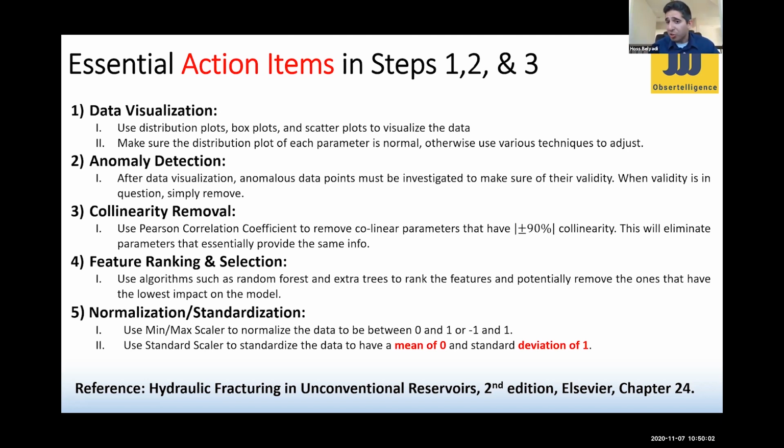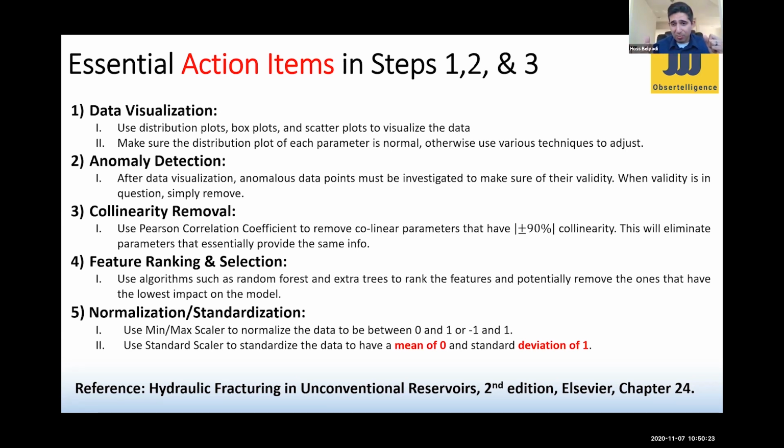Some algorithms, such as decision tree algorithms, tree-based algorithms like random forest, extra trees, do not require any normalization or standardization. If you do it, it probably wouldn't hurt you, but it doesn't require that. So that's why it makes it convenient.